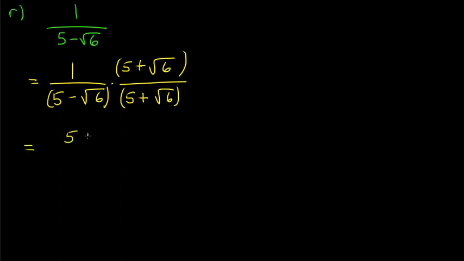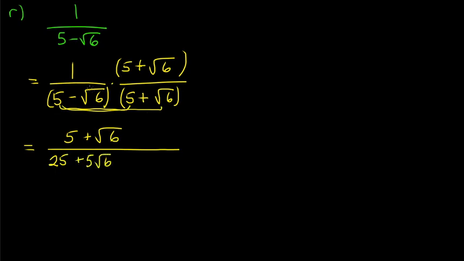What you have to multiply by is the conjugate, 5 plus the square root of 6. So the numerator is just 5 plus the square root of 6. The denominator, if we FOIL this, we get 5 times 5 is 25, plus 5 times square root of 6. And then the inside terms is minus 5 square root of 6. And then the last two terms, a negative times a positive is negative. Square root of 6 times 6 is 36.